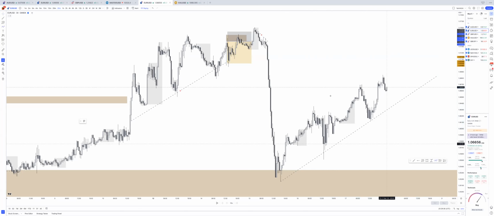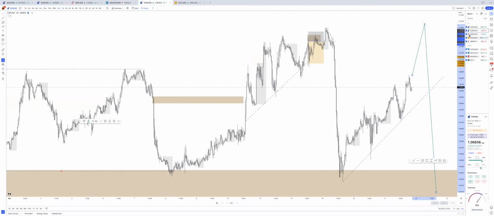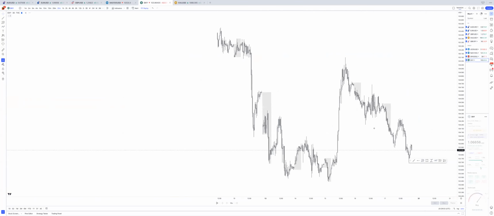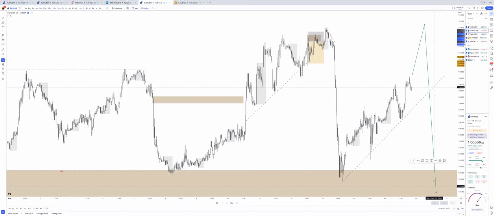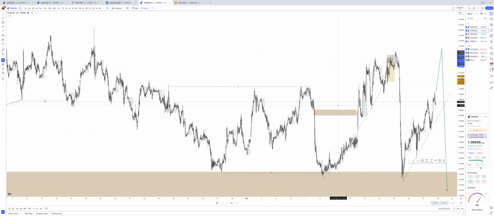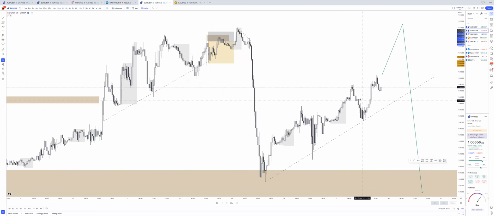So now we know there's liquidity here, which is coming to take and mitigate this area. But after it's done that, I believe it will come up to this high and then drop back down. That lines up with the dollar coming a bit lower and then going back up. So when the dollar comes back up in strength, we expect the euro to come back down.